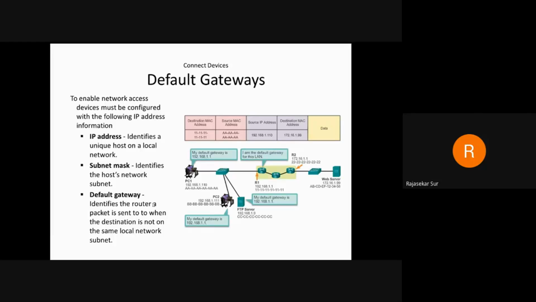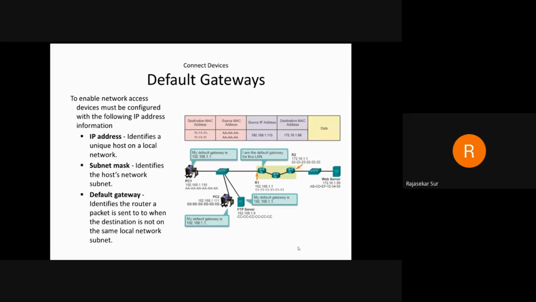So any machine you take, it needs three things. One is the IP address. Second one is the subnet mask. Then the third one is going to be the default gateway. So the default gateway is the IP address of your router. This is the concept of default gateway. Today in the lab part, we are going to see that.